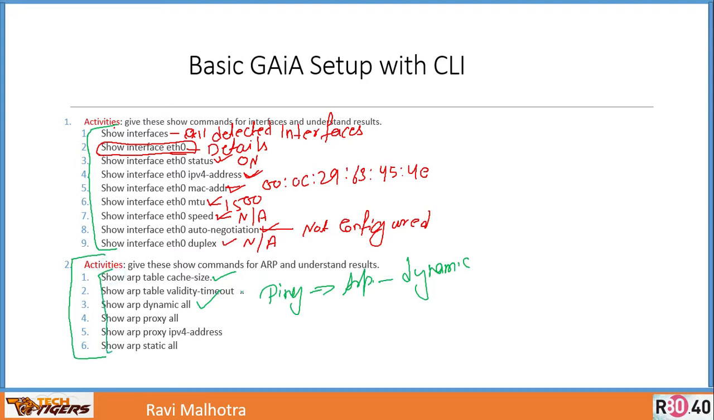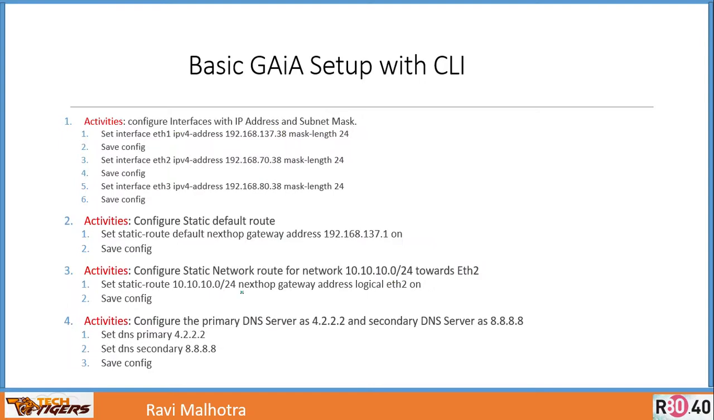This is done. Let me move to the next exercise. In this exercise, we are going to do 4 activities. We are going to configure interfaces with an IP address and subnet mask, right? We are going to configure ETH1 with 137.37, ETH2 with 70.37, ETH3 with 180.37, and then we will do save config command.